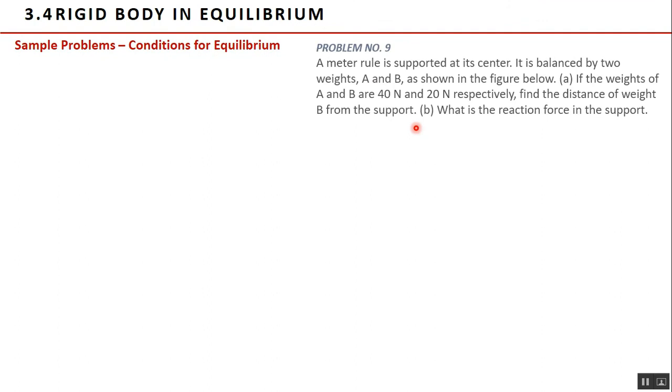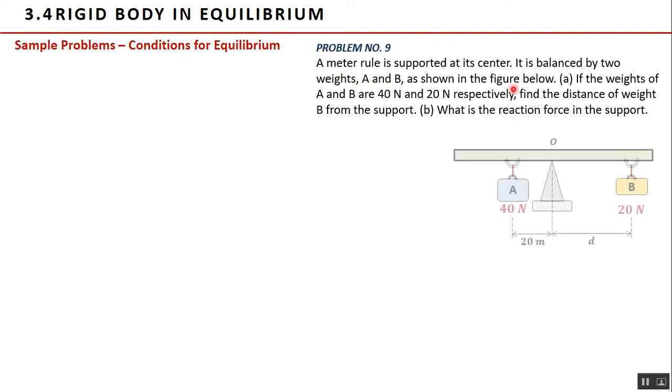Now, let us answer problem number 9. This problem deals with conditions for equilibrium. A meter stick is supported at its center. It is balanced by two weights, A and B, as shown in the figure below. Letter A: if the weights of A and B are 40 newtons and 20 newtons respectively, find the distance of weight B from the support. Letter B: what is the reaction force in the support?